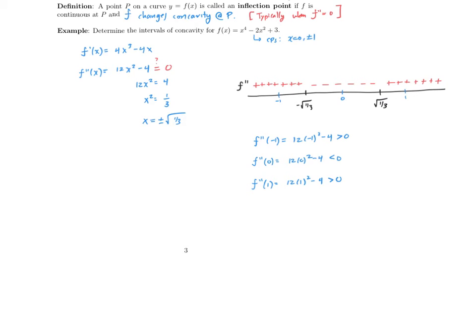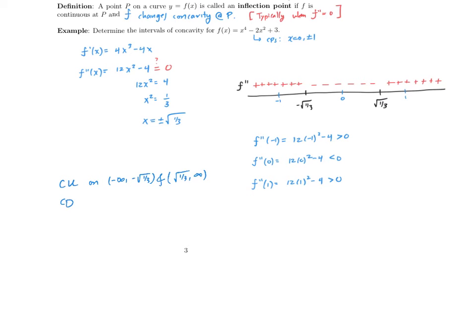Wherever f double prime is positive, the function is concave upward. And similar to my observation with increasing, decreasing, I need you to write these out as explicitly as possible. So concave upward and tell me the interval. So here it would be minus infinity to minus square root 1/3. And the square root of 1/3 to infinity.